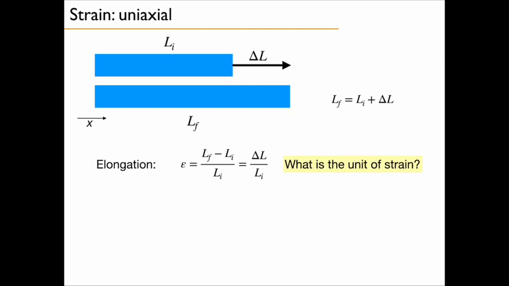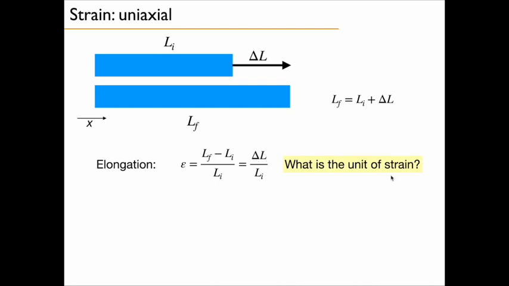We first start with strain, and I guess this will just refresh your mind about the concept of strain. Let's consider a bar which has an initial length Li. If it's being stretched, then it will reach a final length Lf. So the final length is Li plus delta L. We can define, for example, an elongation. That's a uniaxial measure of strain along this x-axis. This is the final length minus the initial length divided by the initial length, delta L over Li.